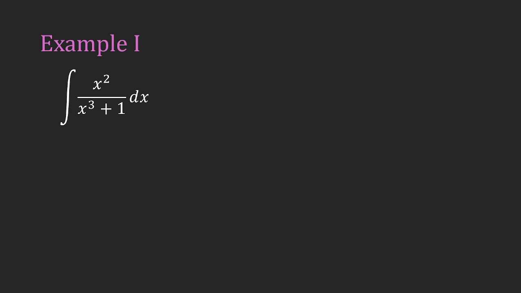So let's say we have x squared divided by x cubed plus 1, and this integral is with respect to x. So what do we do here? Well, notice that the derivative of x cubed plus 1 has something to do with this x squared in the numerator. So if I let u equal x cubed plus 1, notice that if I differentiate my left and right hand sides, something is outputted with an x squared. So that was a good selection of u.